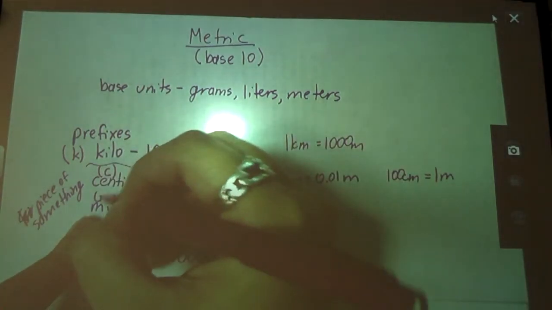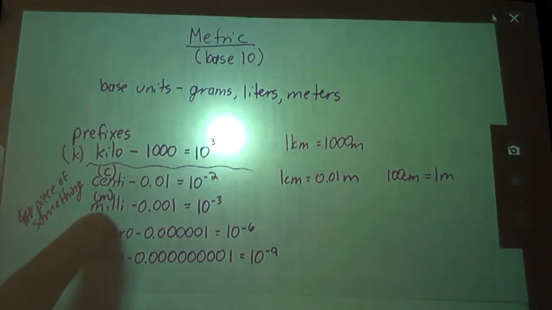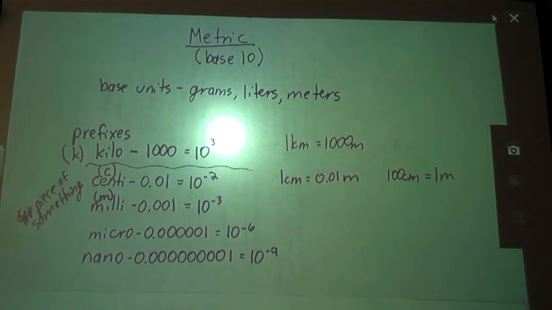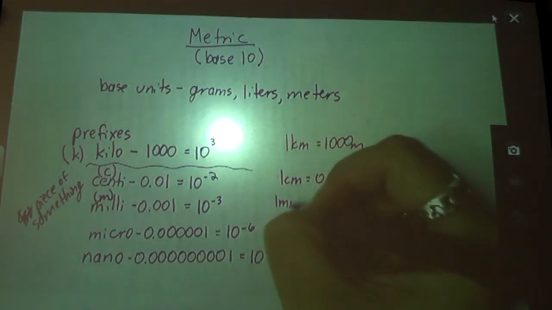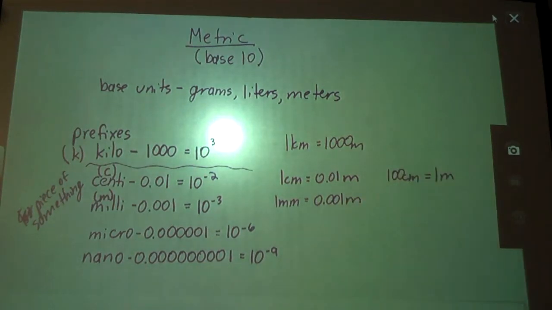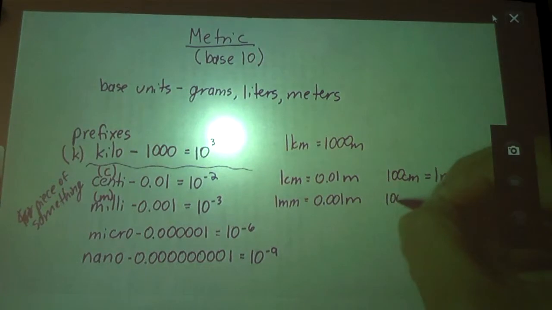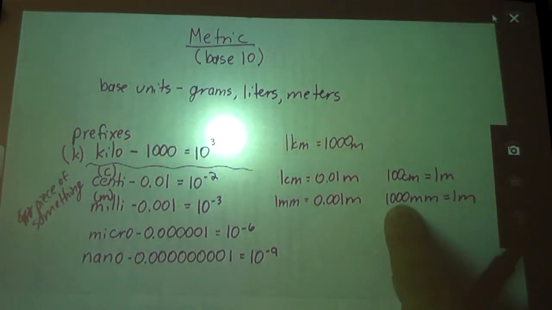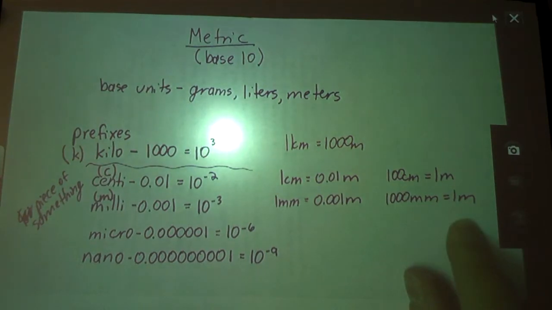Milli is our next smallest prefix with an M. So 1 millimeter is quite literally 1/1000th of a meter. But again, that's lots of decimals, negative exponents, gets icky to deal with. So it's much simpler to say that 1,000 millimeters equals 1 meter.